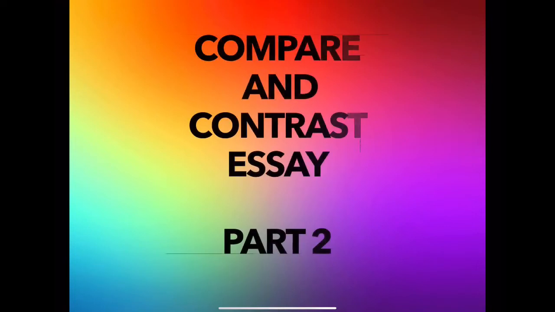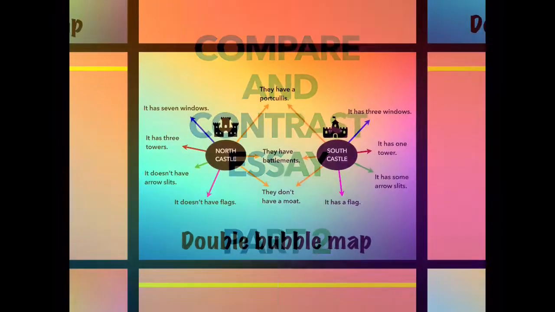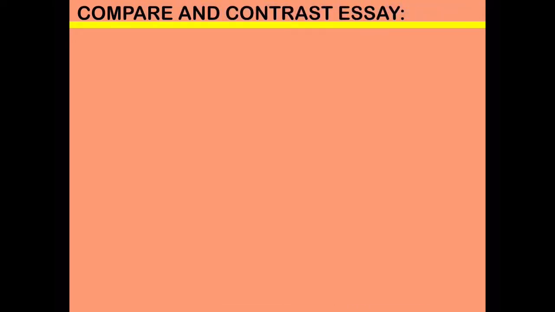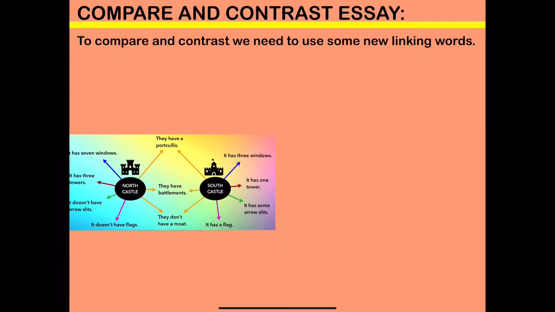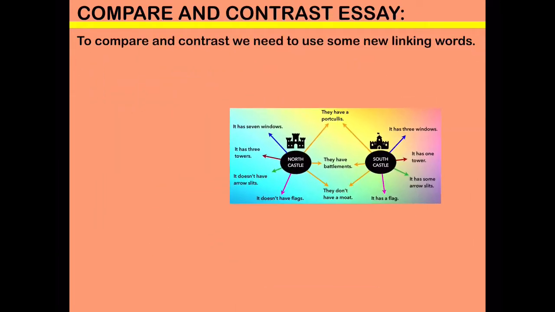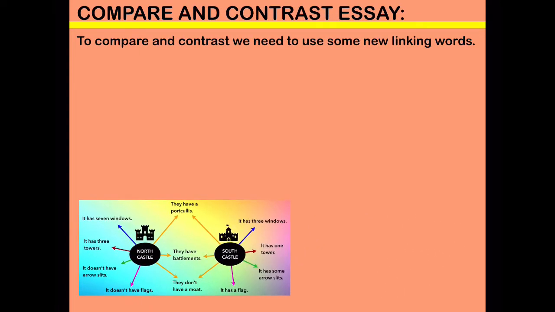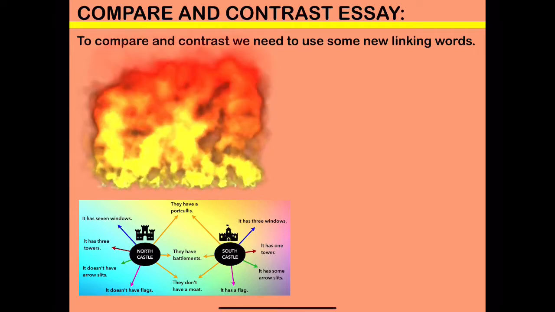Are you ready for the second part? Let's go to it. Compare and contrast essay. To compare and contrast, we need to use some new linking words. We already had this double bubble map, which was fantastic to help us organize, but now we need some linking words. As I've been doing this video, I have been using some of them already when I was explaining them.